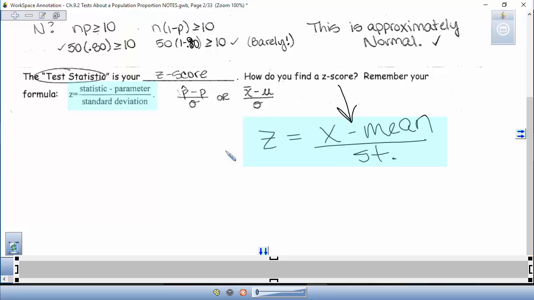In this basketball player problem, is that going to be a p hat problem or an x bar problem? Very good. Y'all are getting the difference between a proportion and a mean. Good, good, good.